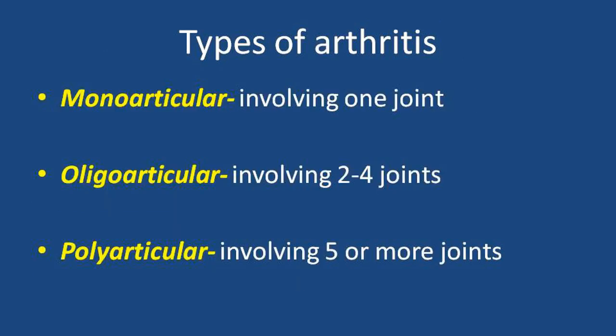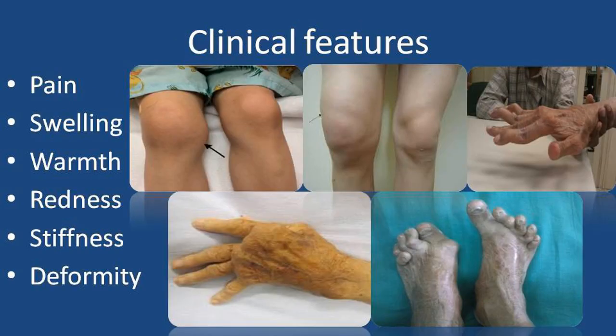According to the number of joints involved, arthritis can be divided into three groups. Monoarticular arthritis or monoarthritis, when only one joint is involved. Oligoarticular arthritis or oligoarthritis, when 2 to 4 joints are involved, and polyarticular arthritis or polyarthritis, when 5 or more joints are involved. Arthritis usually presents with pain of the joint, swelling of the joint, may be warm and red. If not treated, joints become deformed and stiff.